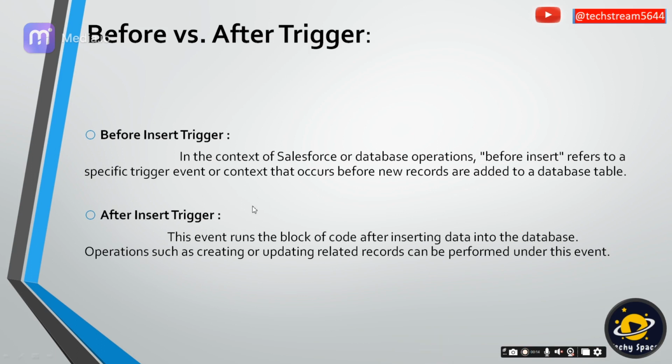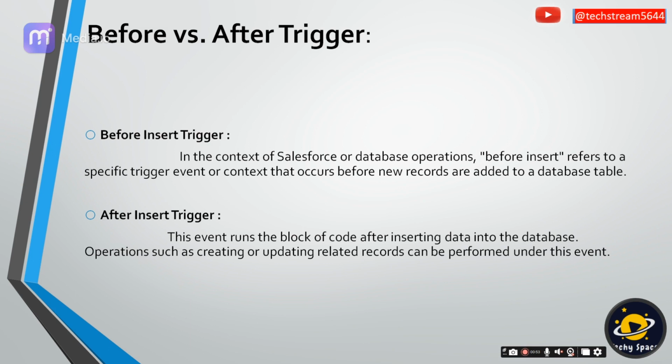So this is a definition about before versus after triggers. First one is a before insert trigger. In the context of Salesforce or database operation, before insert refers to a specific trigger event or context that occurs before new records are added to the database. In simple words, this is one of the events that allows you to perform actions, validations, or modifications to the data before it is actually inserted into the database. So this is a simple term about the before insert trigger.